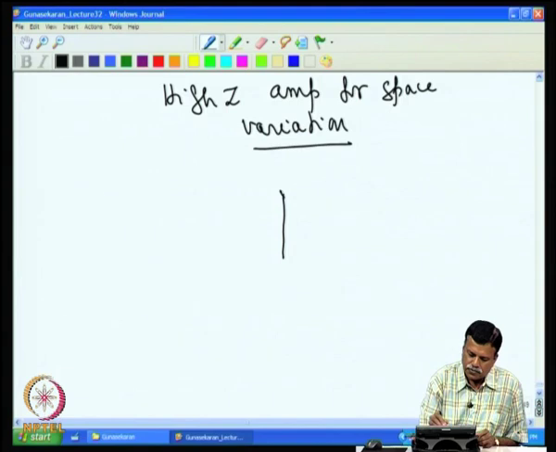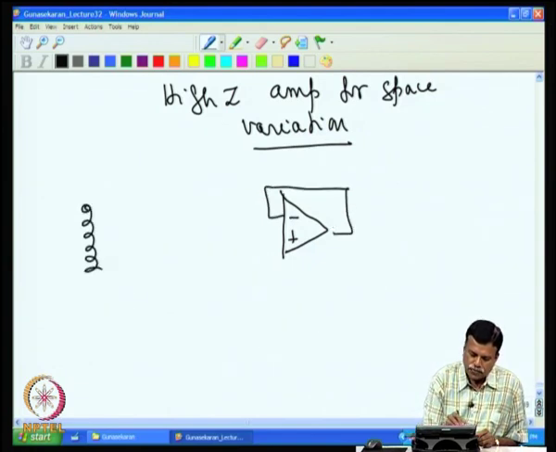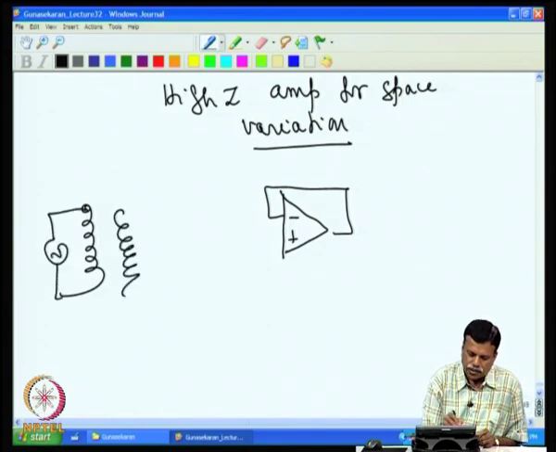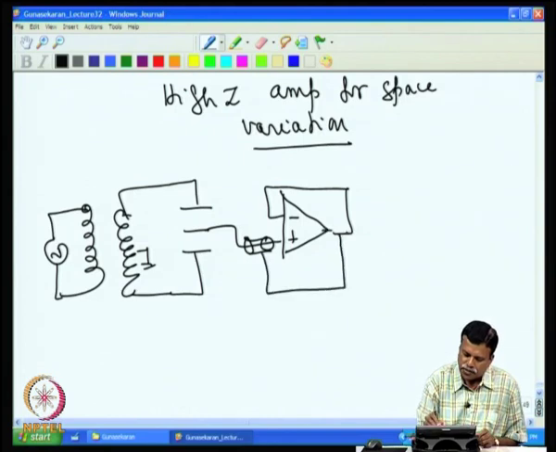Here we have the LVDT amplifier for space variation. The input is energized with a center tap transformer. So we have space variation to bring in here, and we will have three electrodes. Of course, again we will have to put a guarding technique here to avoid the stray capacitance problem.